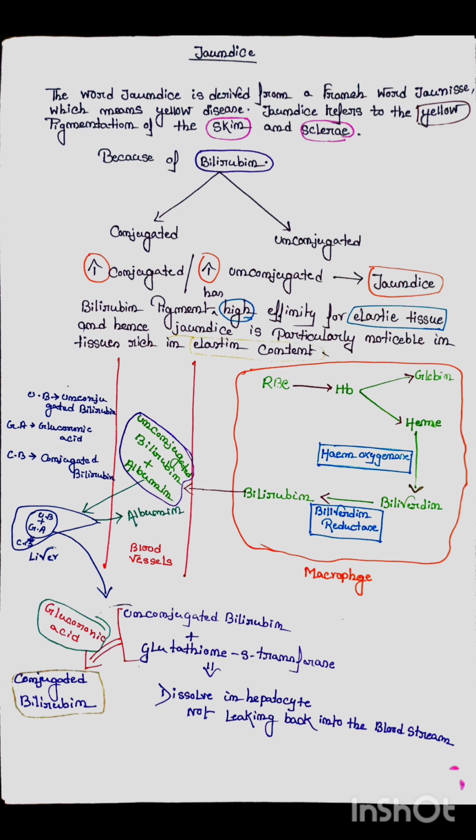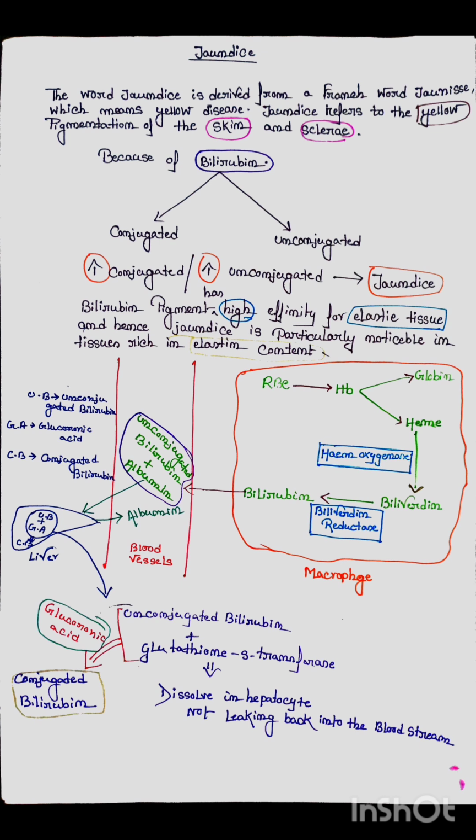So the RBC breaks down in macrophages. When the RBC is breaking down, hemoglobin is released. Hemoglobin has two parts. One is globin, another is heme. The globin part is the protein part and it is converted into amino acids. Now we come to the heme part.